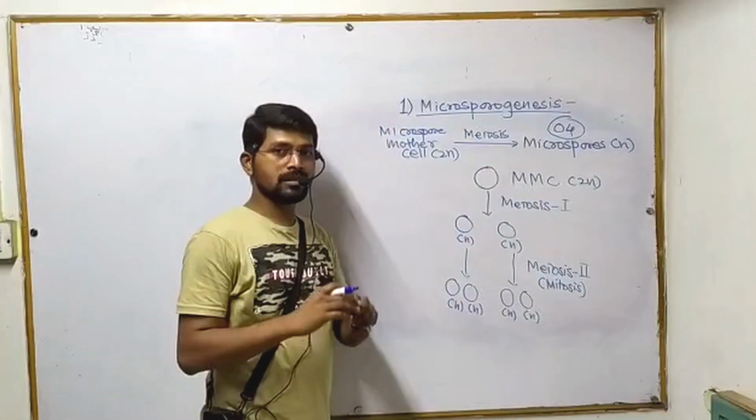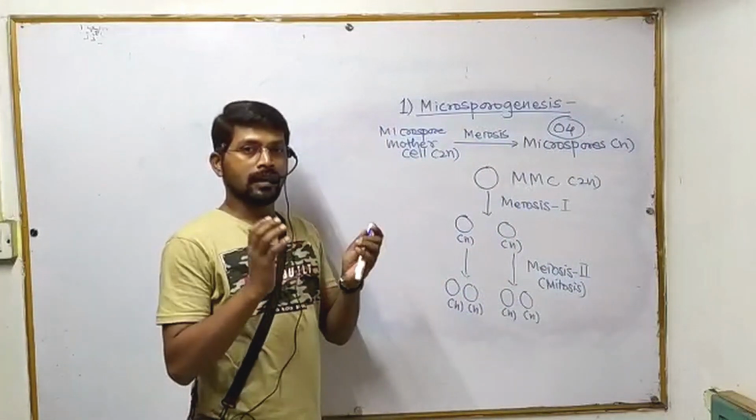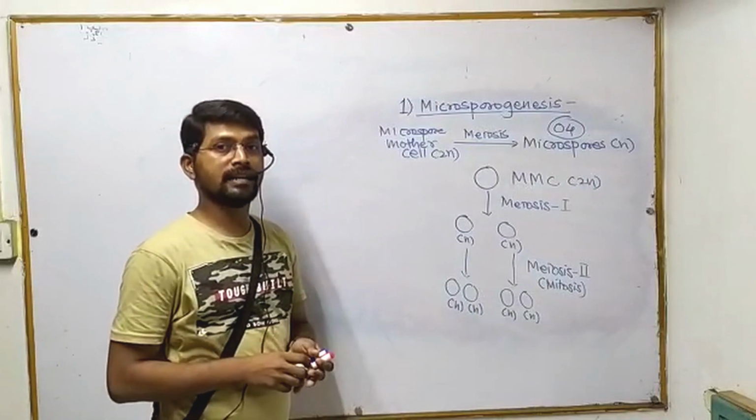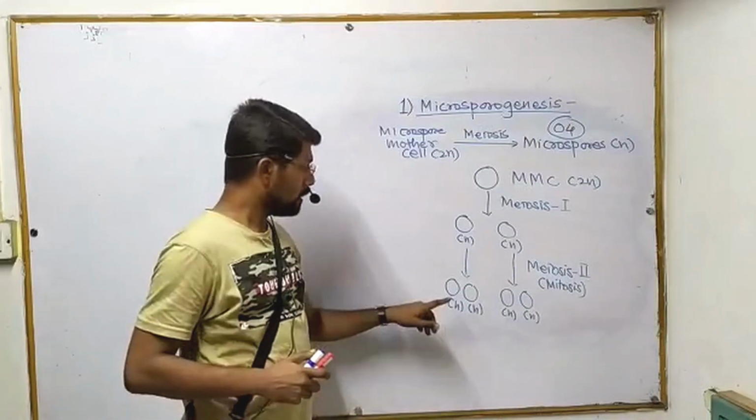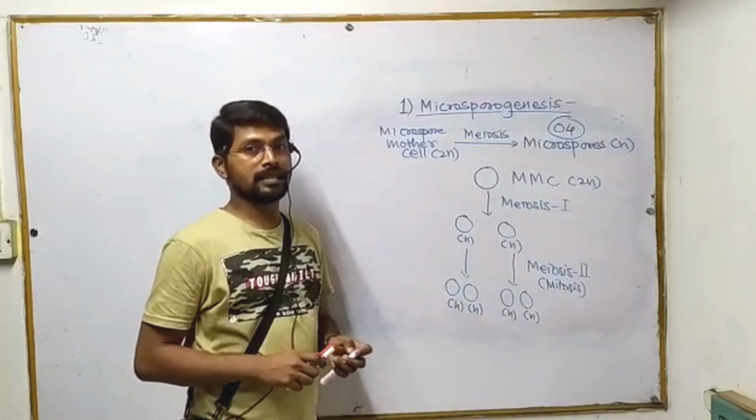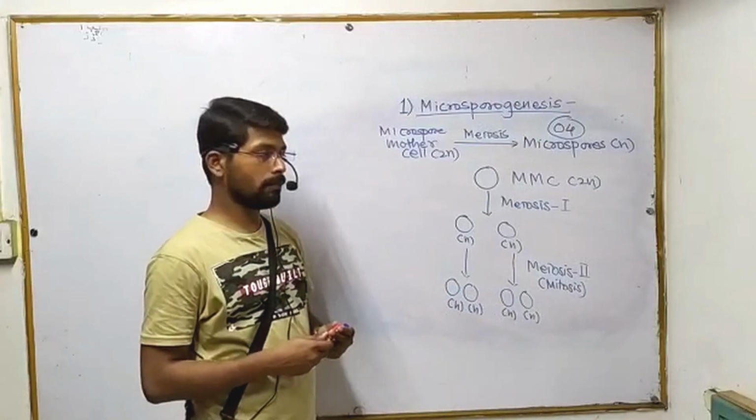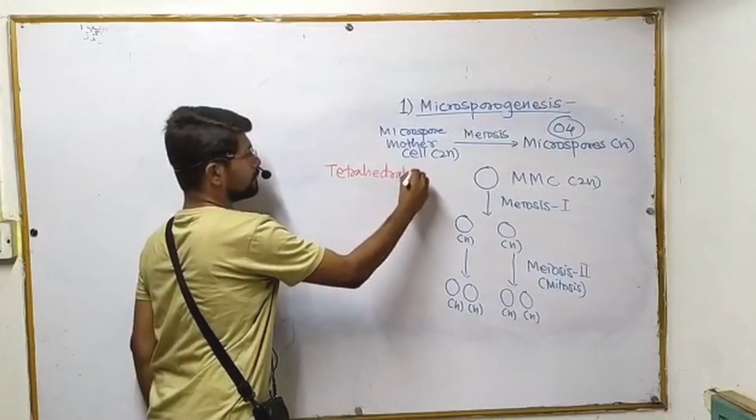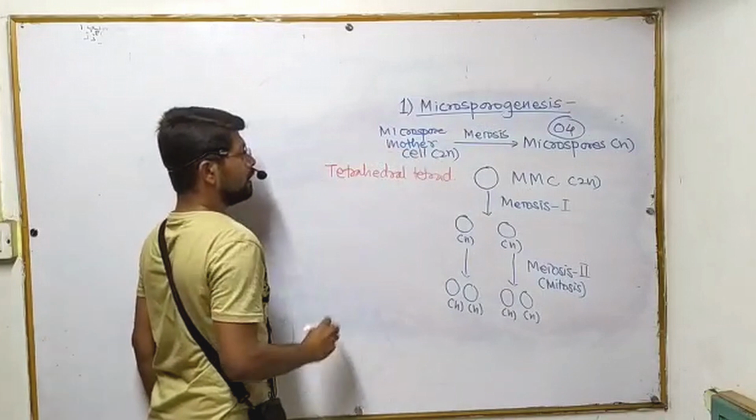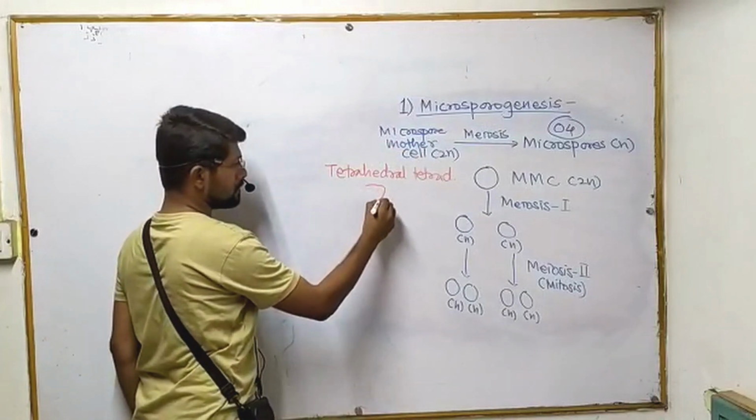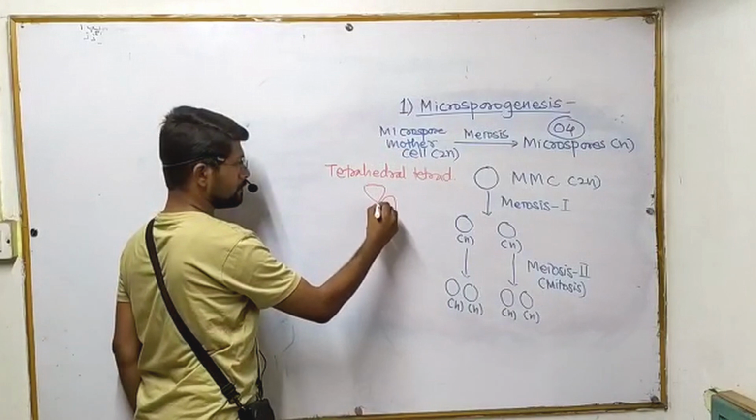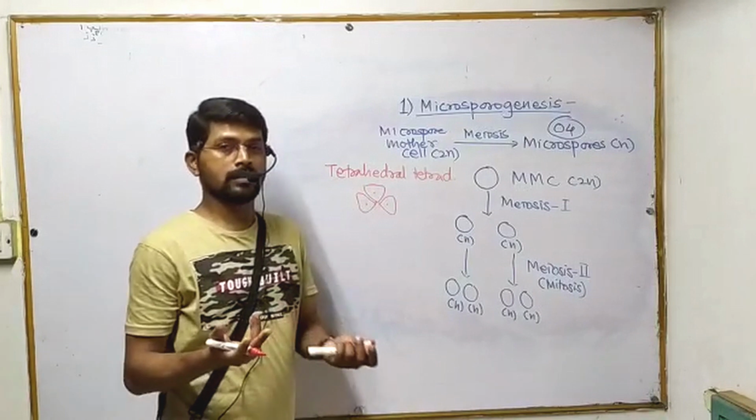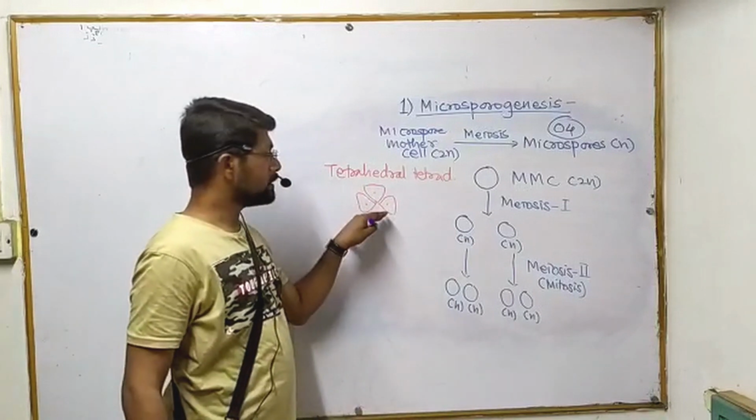Now these microspores are not separated immediately. They form a contact, or you can say form a group, and that group is called a tetrad. Tetrad means a group of 4. Now these 4 haploid microspores are present in a specific manner, which is called a tetrahedral tetrad. This tetrahedral tetrad will appear like this. Spore number 1, spore number 2, spore number 3. Where is spore number 4? That is present behind it.